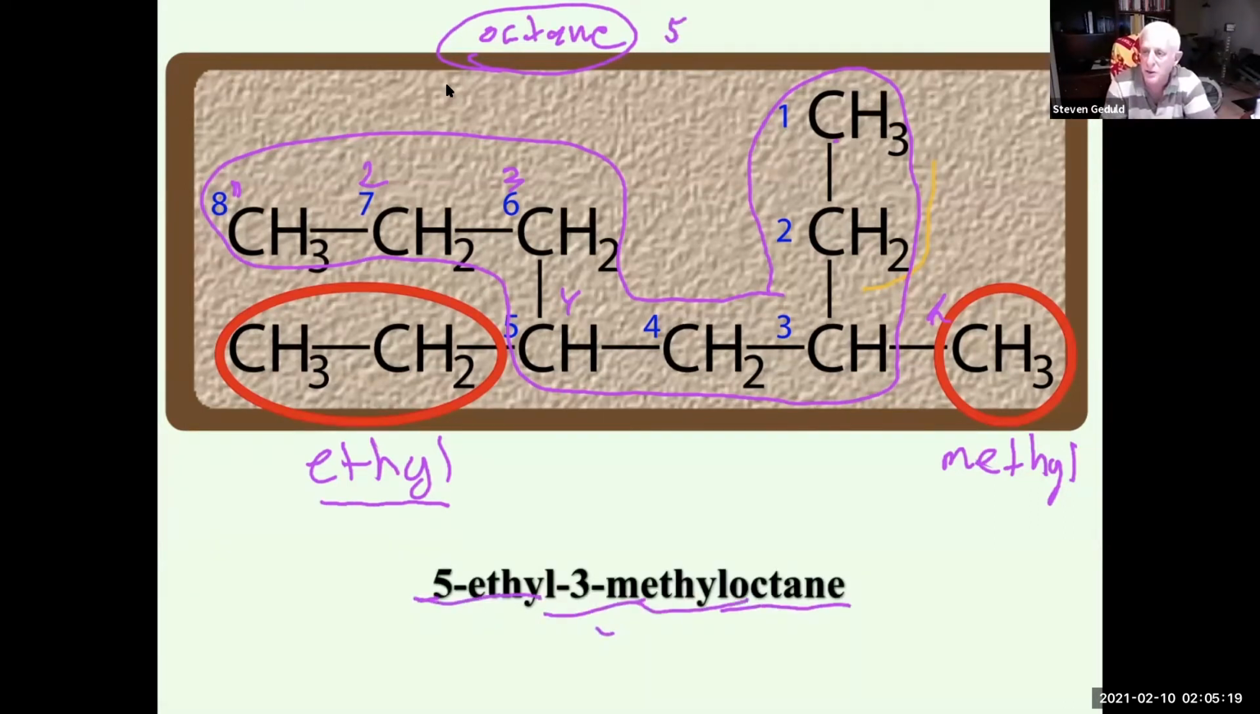The name tells you exactly what structure it is. There are no duplicates on the names this way. Every organic compound has a specific individual name, so we can identify it. So 5-ethyl-3-methyloctane. There's an ethyl group at 5, a methyl group at 3, an 8-carbon chain, and it's all single bonds. That's what the name tells you. So far, so good.